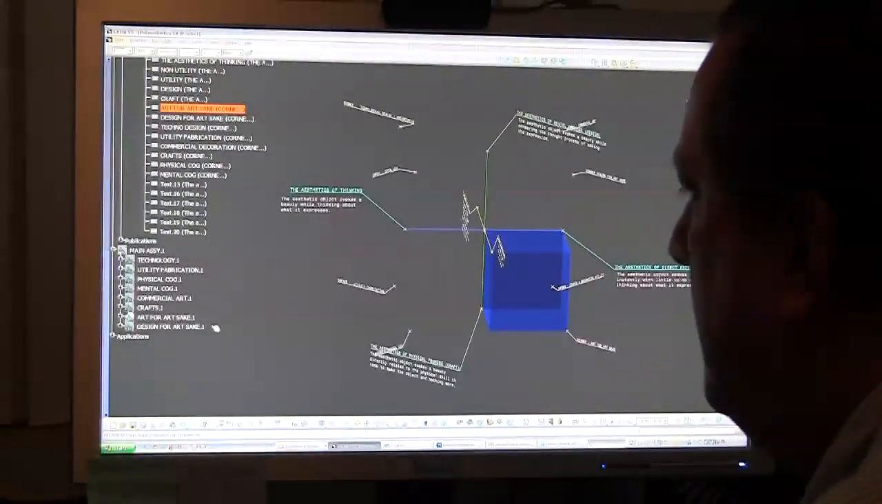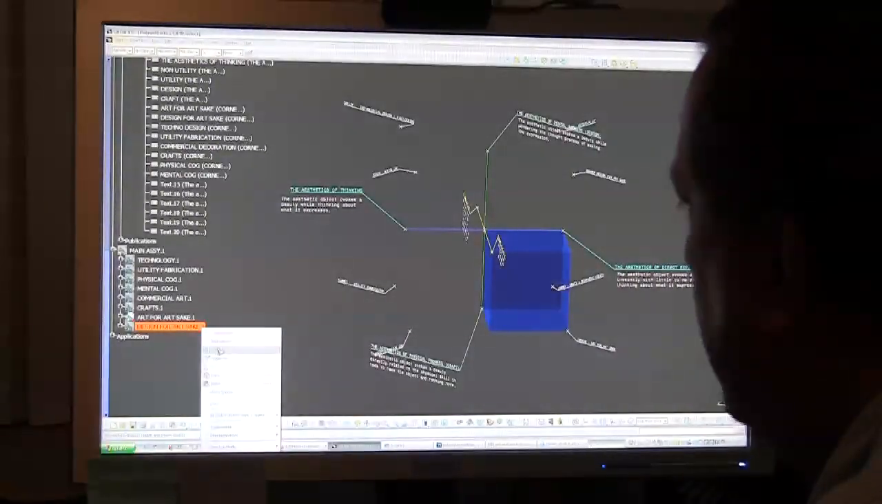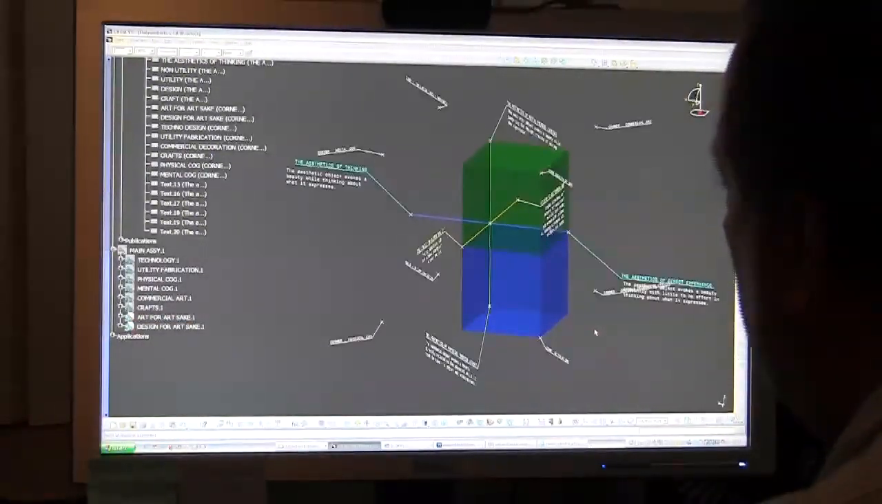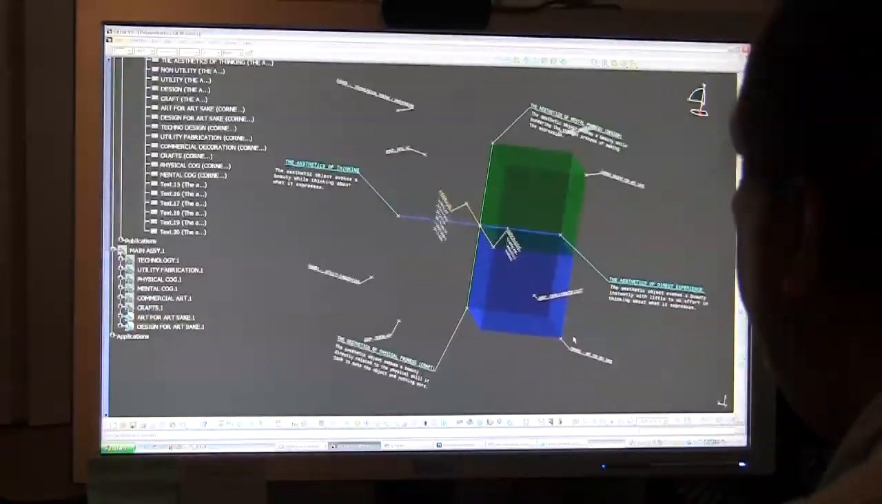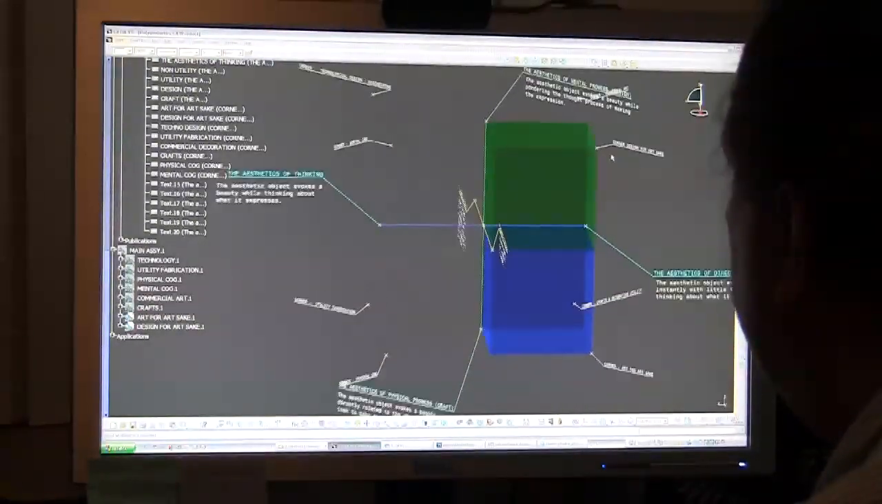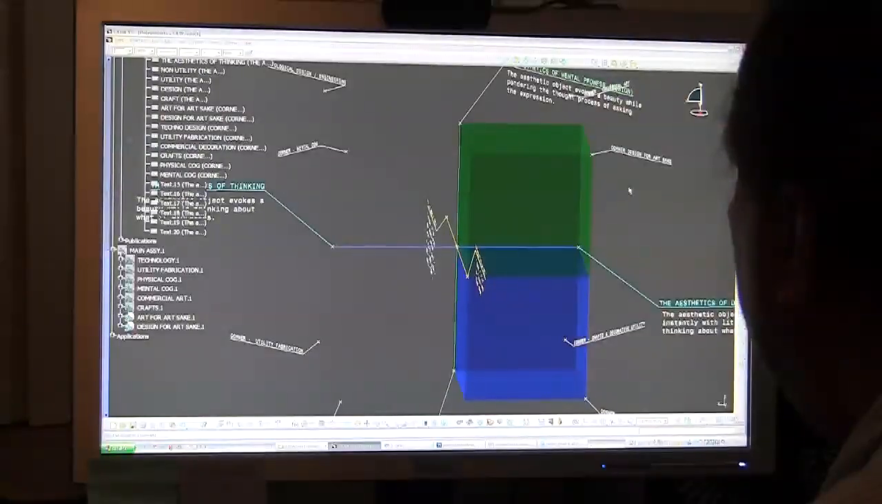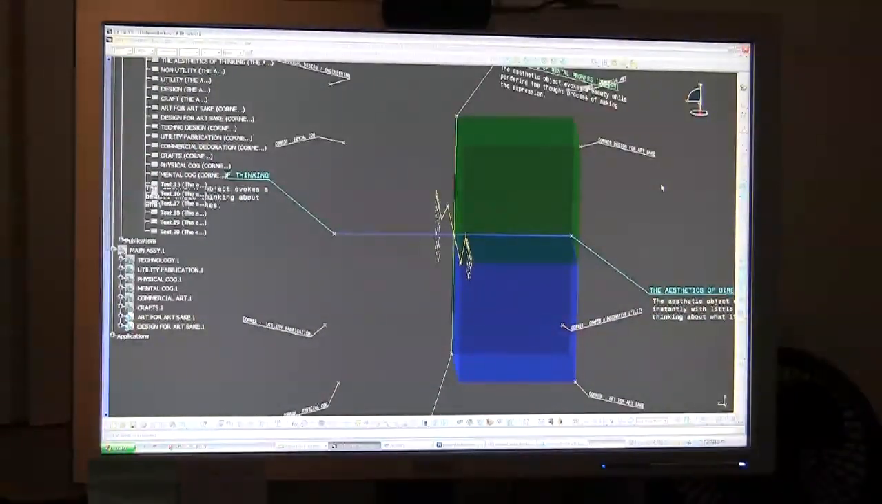So let's go to design for art's sake, the next octant up. This is the corner here we call design for art's sake. I think of Spiral Jetty. It's a good example. Christo is also a good example of that too. I'm having a brain lapse.